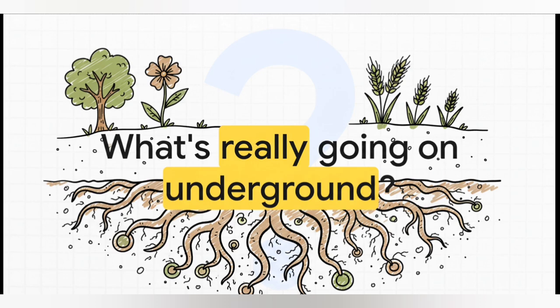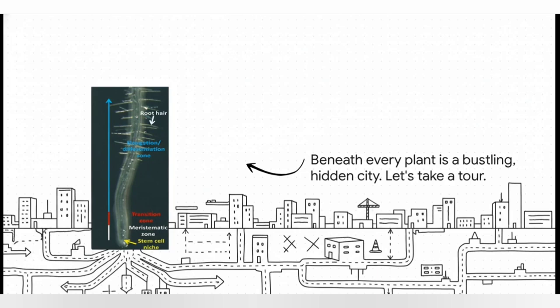Let's find out. I want you to think of it like a city. A root system isn't just some random tangle of threads. Nope, it's an organized, sprawling metropolis. It's got construction zones, communication lines, supply routes, the whole shebang. And today, we're going to take a tour of this amazing underground world.